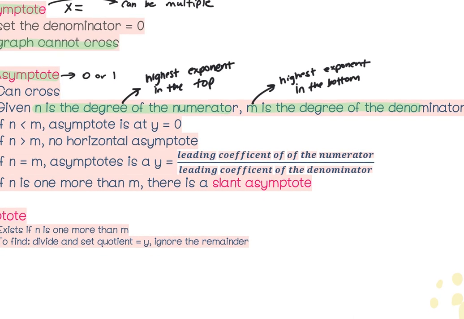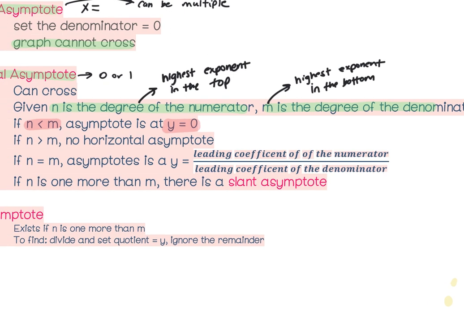If the highest exponent in the top is less than the highest exponent in the bottom, so if n is less than m, then my horizontal asymptote is at y equals 0. If n is greater than m, so if the highest exponent in the top is more than the one in the bottom, then there is no horizontal asymptote.